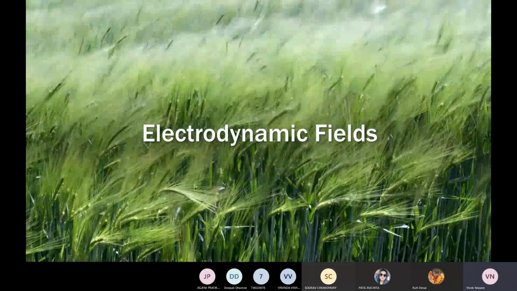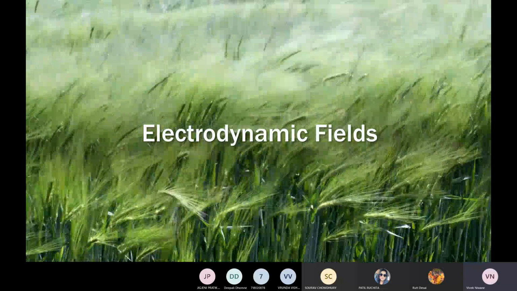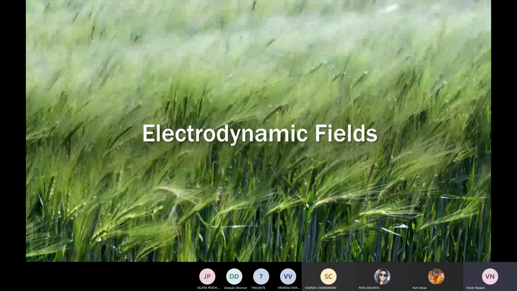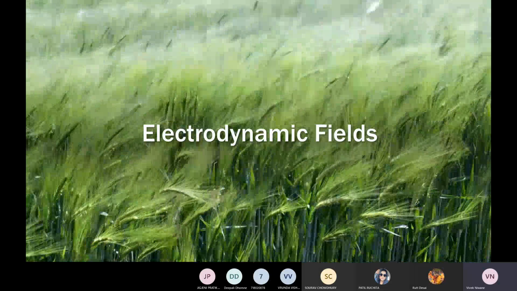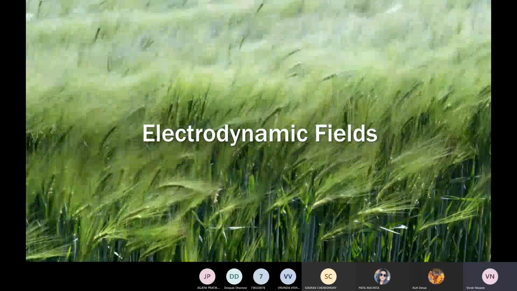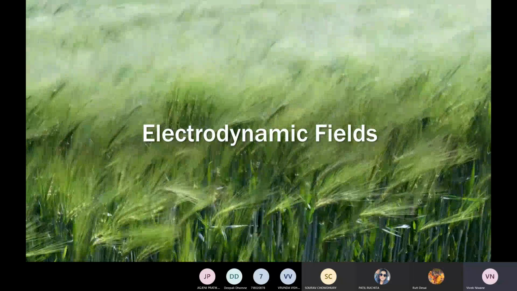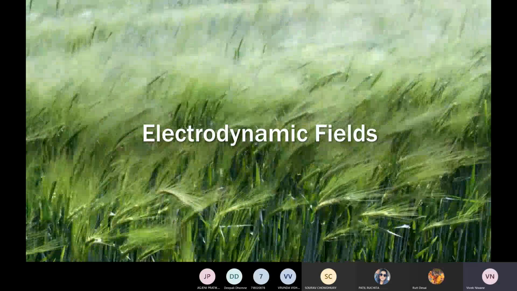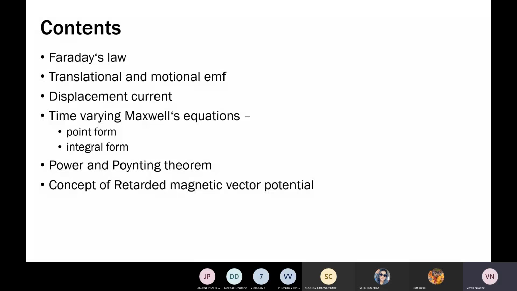Till unit number 1, we studied static fields generated due to charges or maybe due to currents. The fields were not dynamic, the fields were static, the field intensity was not changing with respect to time. And now in this unit number 4, we want to give that time behavior, we want to analyze the time behavior of the fields. So for the syllabus we have Faraday's law, which talks about the translation and motional EMF, which was already studied as a part of physics.